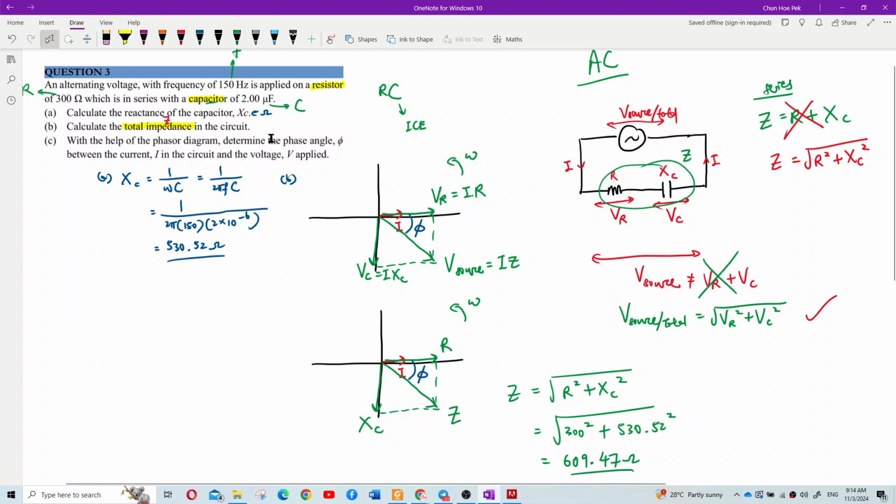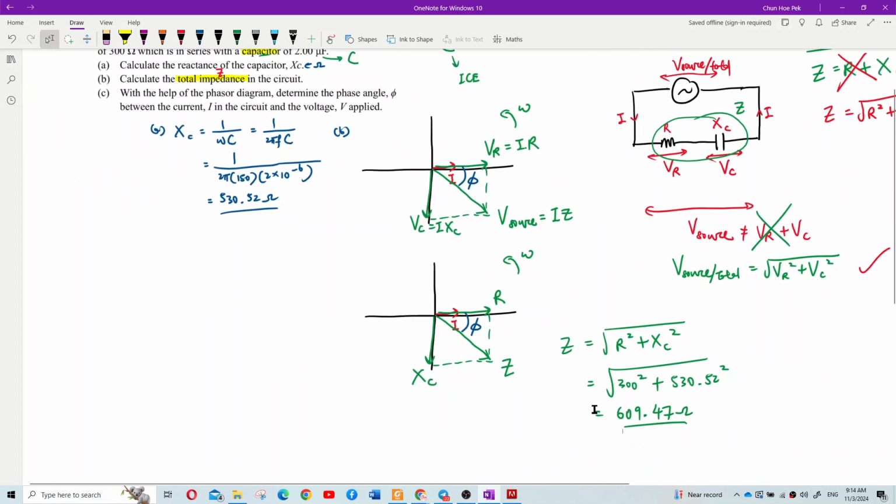Okay, the last one is phasor diagram. Determine the phase angle. Find the phase angle. Very simple. Phase angle how? I can use cos phi. Cos phi equal to adjacent over hypotenuse, isn't it? So it's R over Z lah. R over Z.